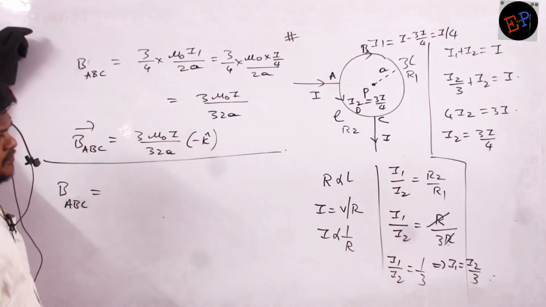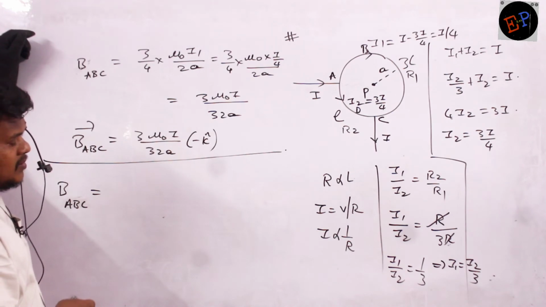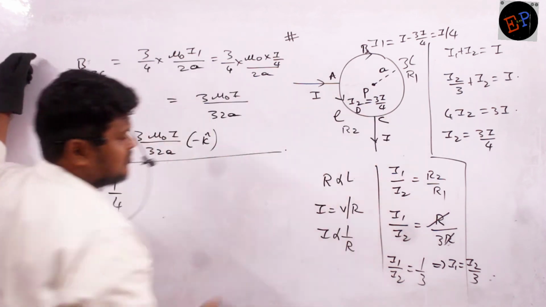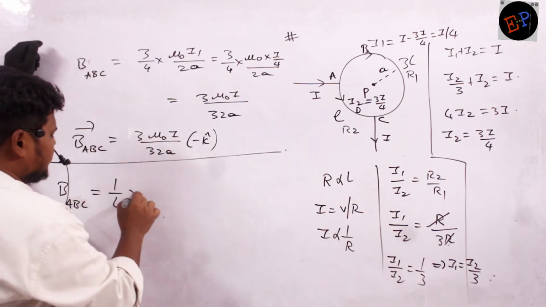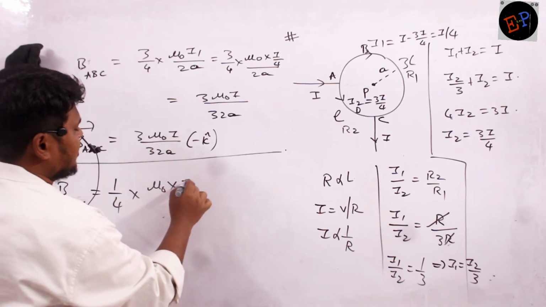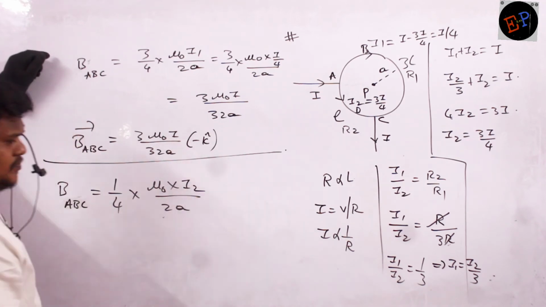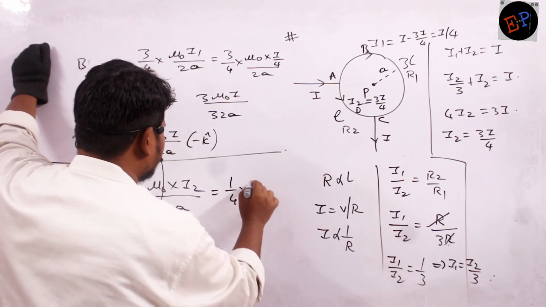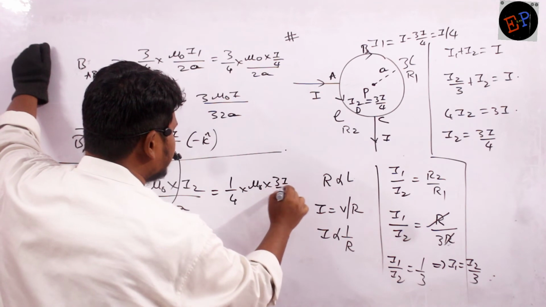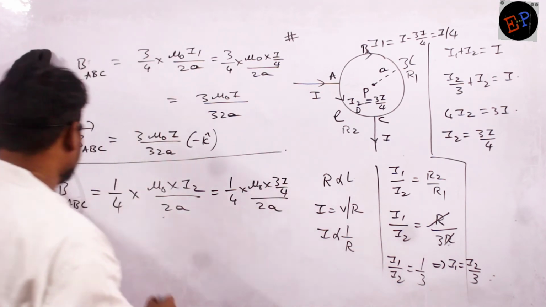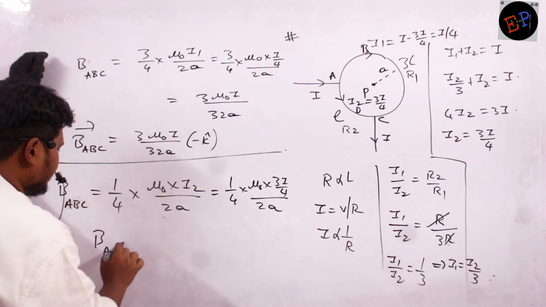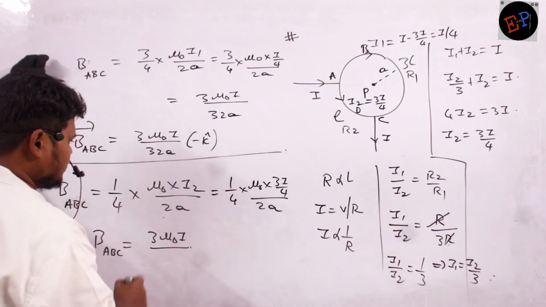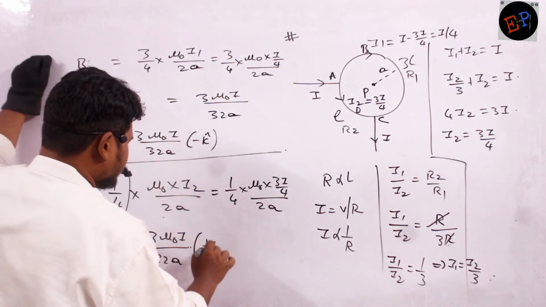How much loop is present? 1 by 4. This is 3 by 4, this is 1 by 4th loop only, no? So 1 by 4th of mu naught I2 divided by 2A. Clear? I2 value is 3I by 4. So 1 by 4th of mu naught into 3I by 4 divided by 2A. Clear? So the magnetic field because of ADC is how much? 3 mu naught I divided by 4, 4s are 16, 16 2s are 32A, plus K cap.